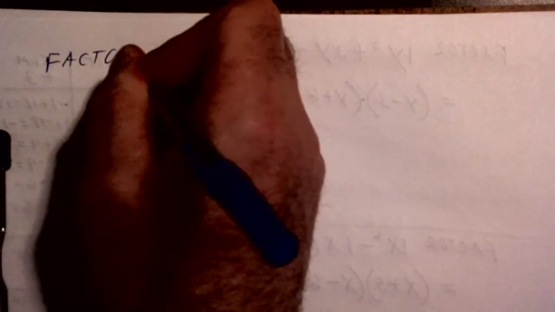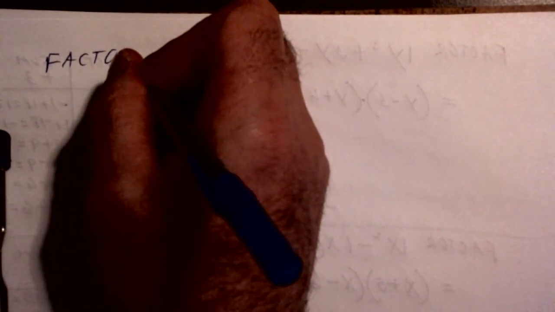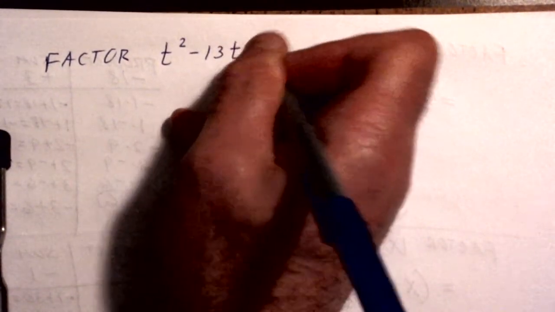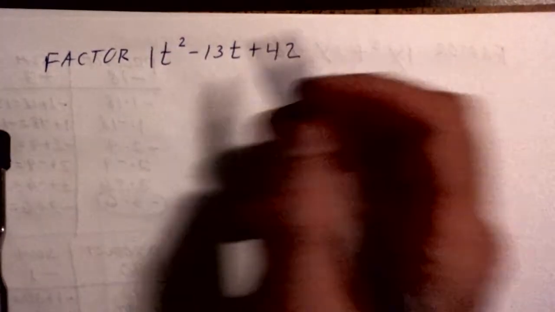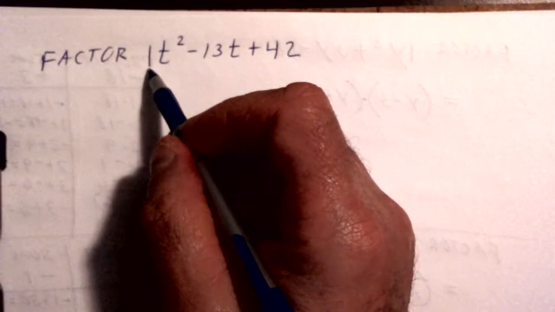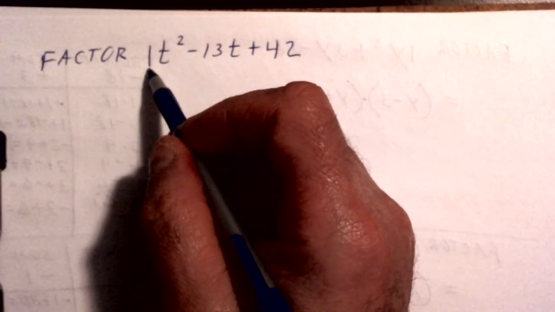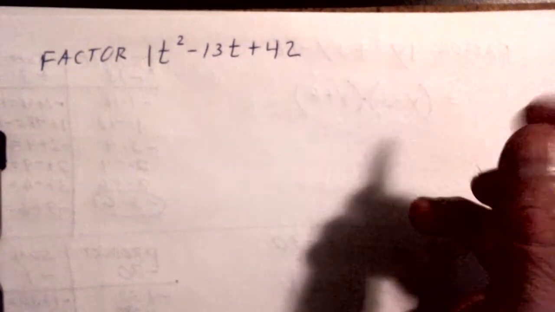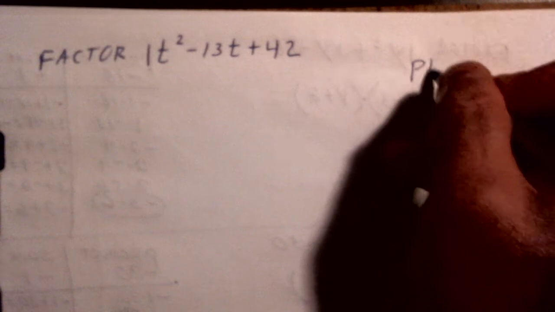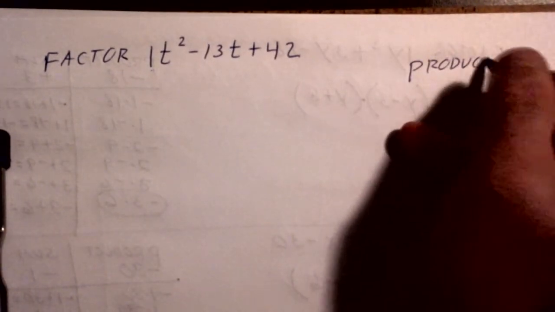All right. Let's try another one here. t squared minus 13t plus 42. We will try to factor this trinomial here. Again, it's a trinomial of the type where the leading coefficient is 1. That's what section 6.2 is all about, these types of trinomials where we have a leading coefficient of 1. To factor this trinomial, you will use the product sum method.